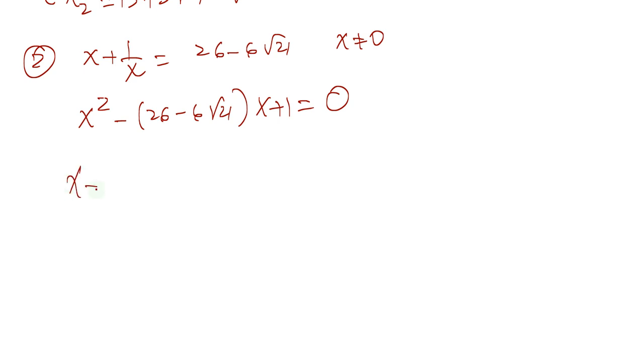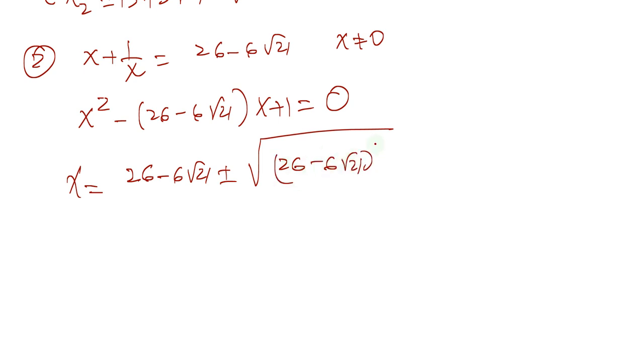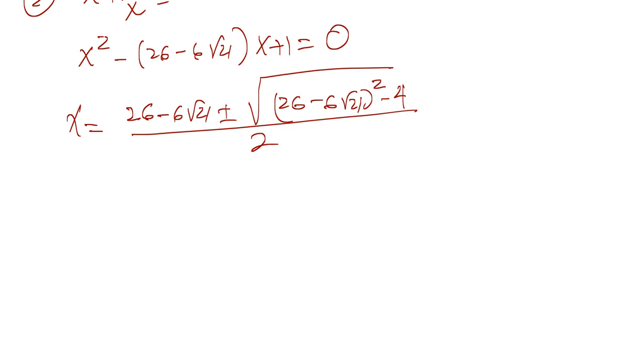So x then is going to be negative this one, which is 26 minus 6 square root of 21 plus or minus square root of this term here square, which is 26 minus 6 square root of 21 square minus 4, all divided by 2. So we don't have to do all these steps again because I'm just going to get to what actually matters, because we did all the steps before.